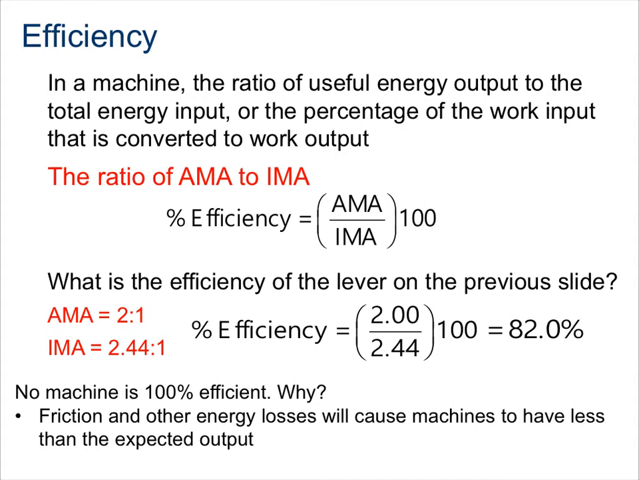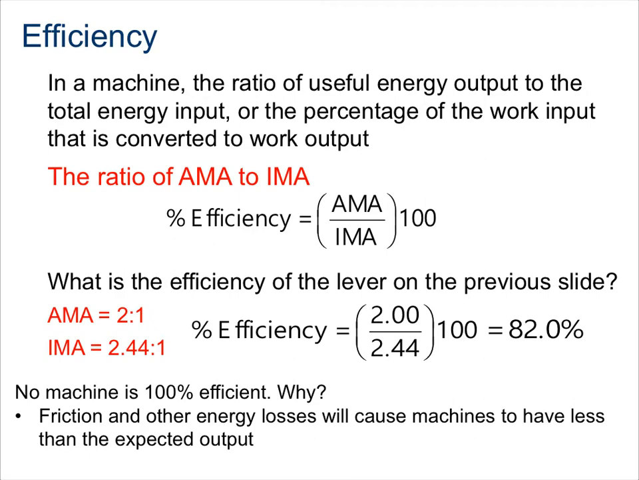So what is the efficiency of the lever on the previous slide? Well, we saw on the last slide that the AMA was 2, the IMA was 2.44. So to calculate the percentage of efficiency for that machine, we're going to take 2 divided by 2.44 times 100, and we get essentially 82%. No machine is ever going to be 100% efficient. So consider why. Again, it's due to friction and other energy losses that will cause machines to have less than the expected output.